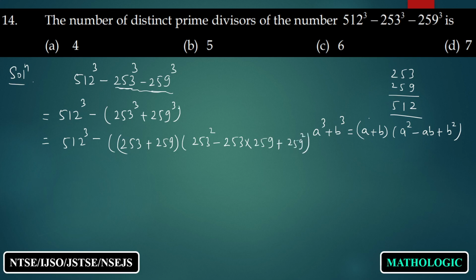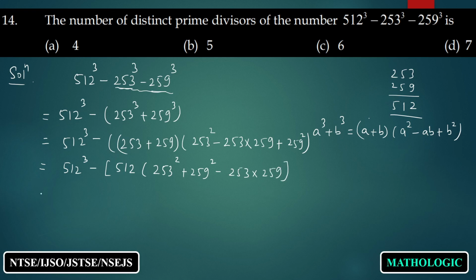This is the expression after expanding with the help of this identity right here. Now we are going to solve this. I can write this as 512 cube minus 512 product with 253 whole square, plus 259 whole square minus 253 into 259. Okay, 253 into 259 like this.